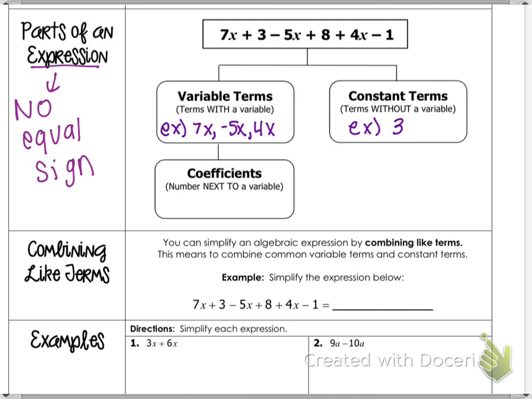Our constant terms are the terms without a variable. So 3, 8, and negative 1. All of those do not have a variable.